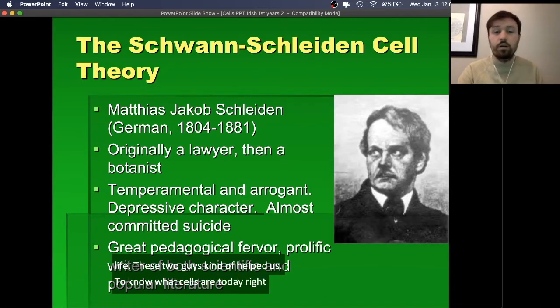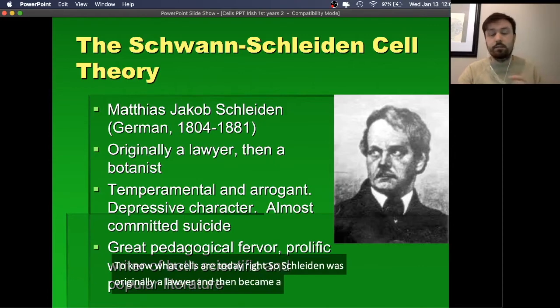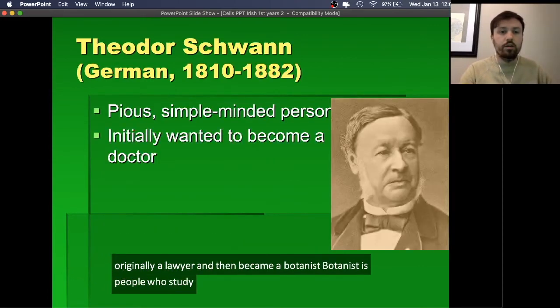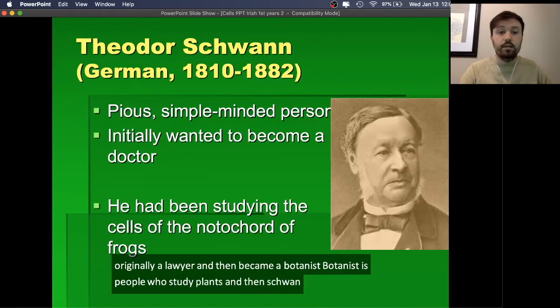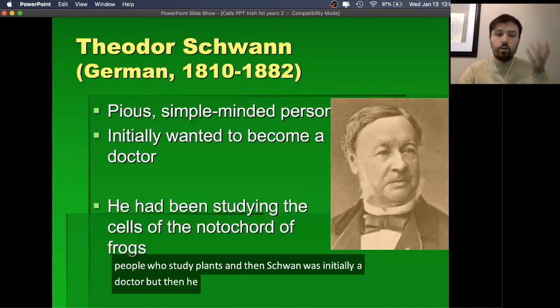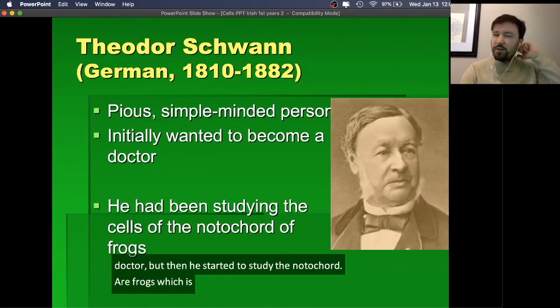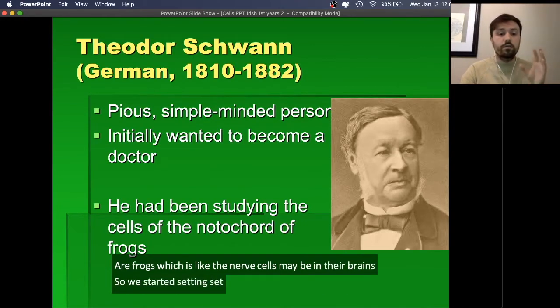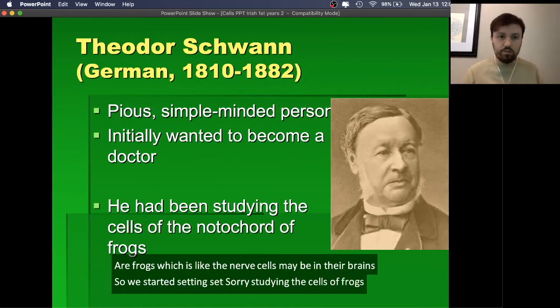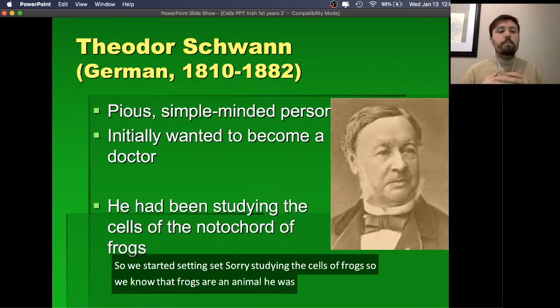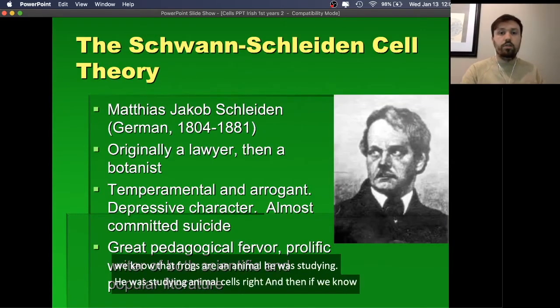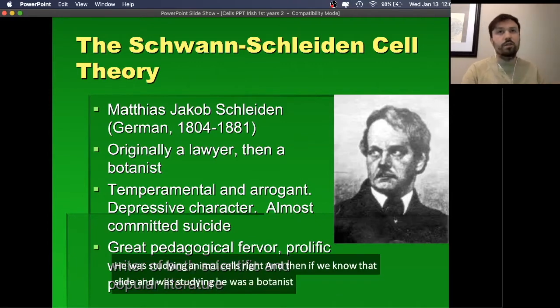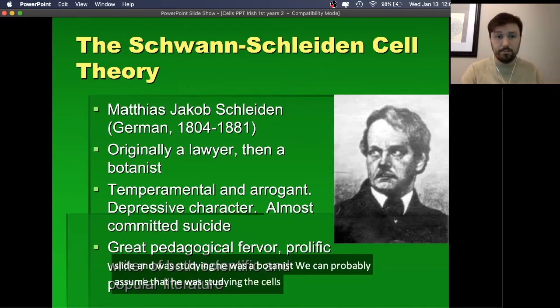Schleiden was originally a lawyer and then became a botanist. A botanist is someone who studies plants. And then Schwann was initially a doctor, but then he started to study the notochord of frogs, which is like the nerve cells maybe in their brains. So he started studying the cells of frogs. So we know that frogs are an animal. He was studying animal cells, right? And if we know that Schleiden was a botanist, we could probably assume that he was studying the cells of plants, right?